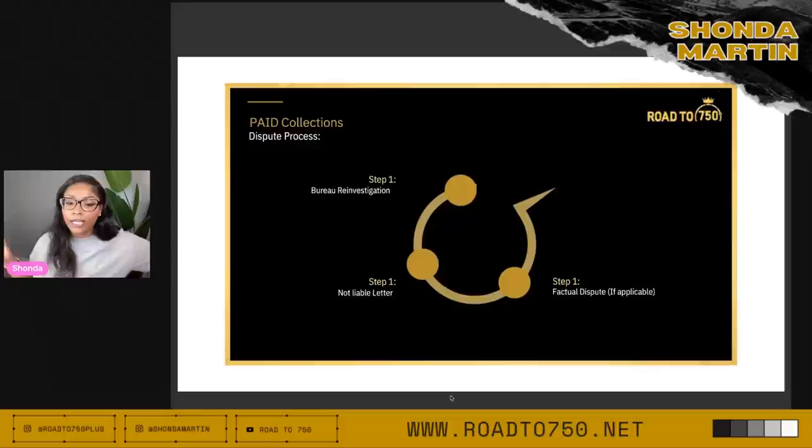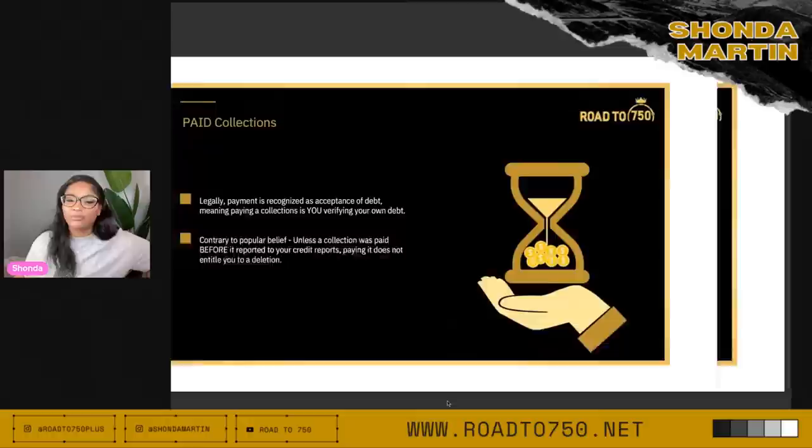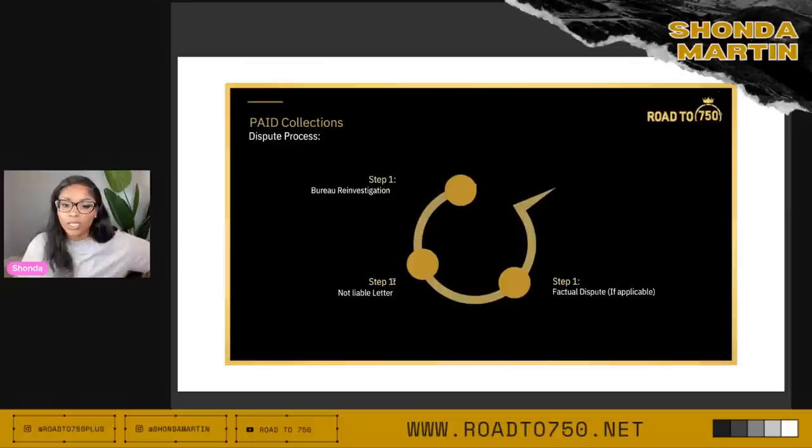And this was supposed to say step two. Step two is the not liable letter. A lot of people have been asking me for that, and I'll pull it up so you guys are able to screenshot it. And then step three is a factual dispute. Ignore the 111, it's supposed to be 1, 2, 3.